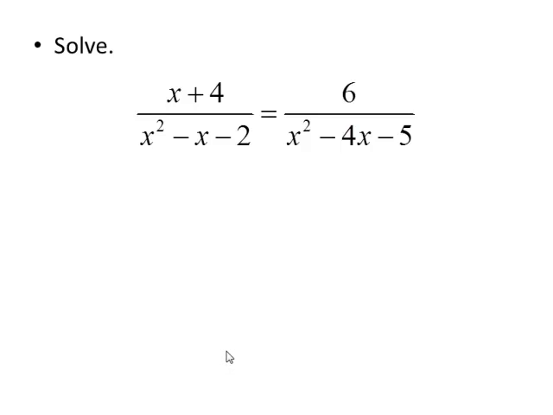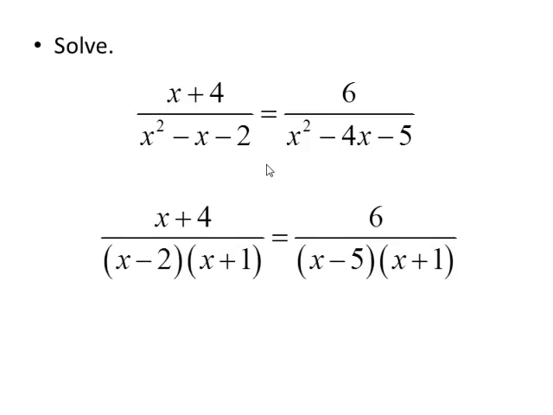Another rational equation. Before I can figure out the common denominator, I'm going to have to factor both of these denominators. Once that's done, I can determine my common denominator. A good rule of thumb is to begin by copying down the first denominator, x minus 2 times x plus 1. Now I look to the second denominator. Are there any factors here that did not show up in the first one? And I do have one more. It's x minus 5, so I'll write that down. And that is my common denominator.